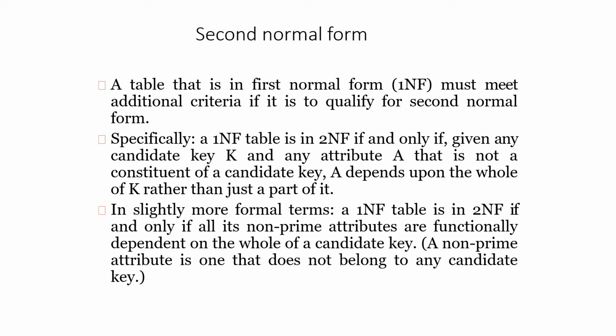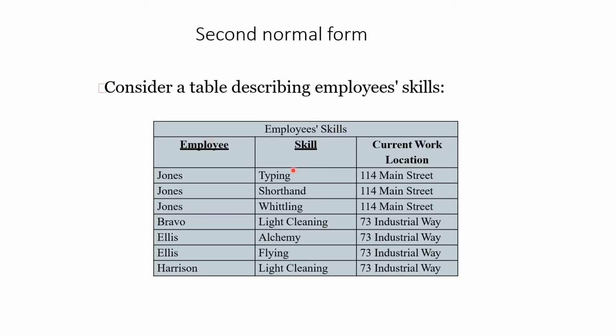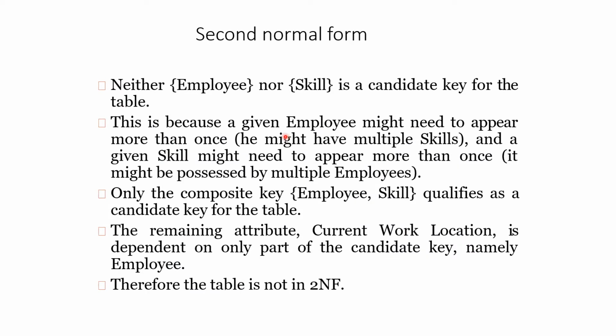And what are non-prime attributes? Those which are not the candidate key, or which do not belong to any candidate key. Employee cannot be a candidate key, and skill cannot be a candidate key. This is because a given employee might need to appear more than once, and a given skill might need to appear more than once, as it might be possessed by multiple employees. Only the composite key qualifies as a candidate key for the table, so we can make employee and skill, both of these combined, the pair that forms the composite key.